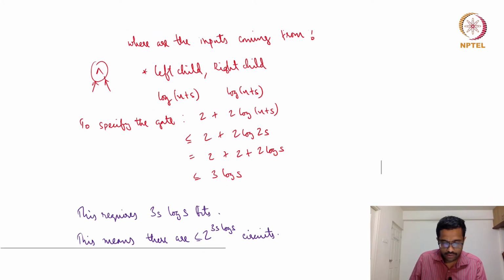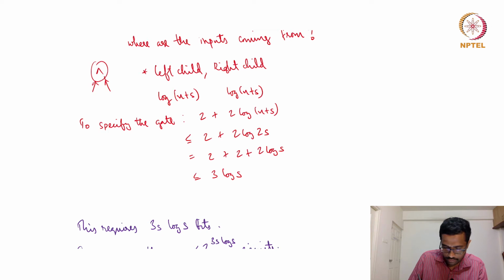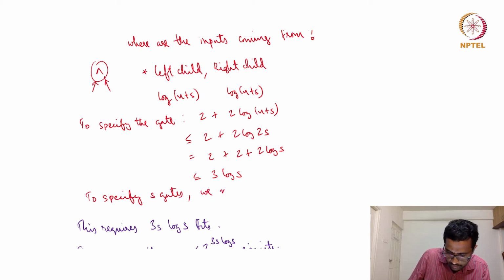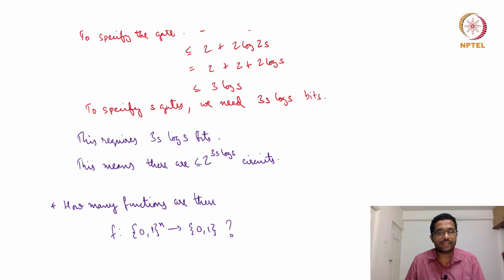This is to specify one gate. To specify all S gates, we need 3S log S bits. Once we have that, the description of the circuit is 3S log S bits, and how many such circuits can there be? It is just 2 power that. So as I said already, there are 2 power 3S log S circuits of size S.